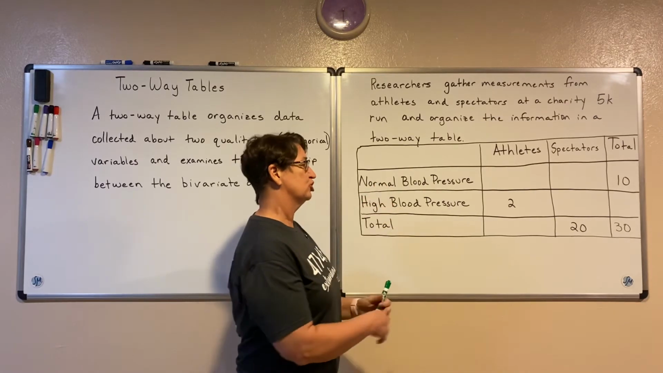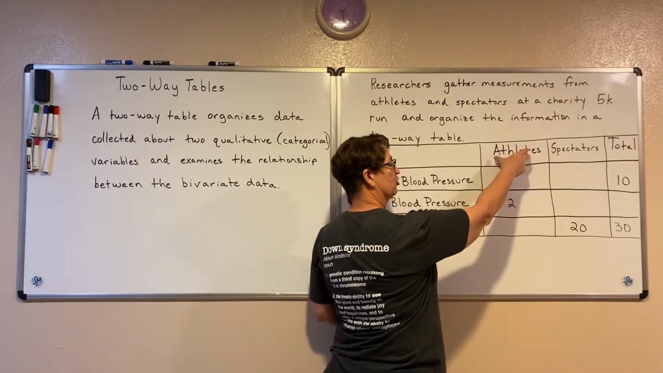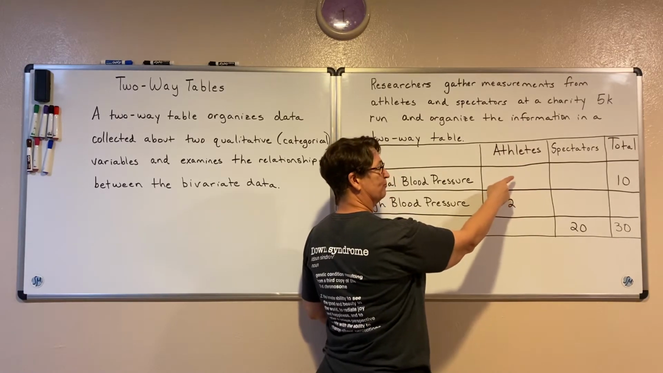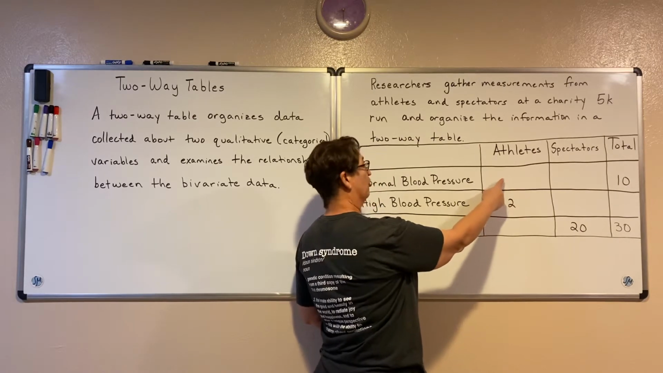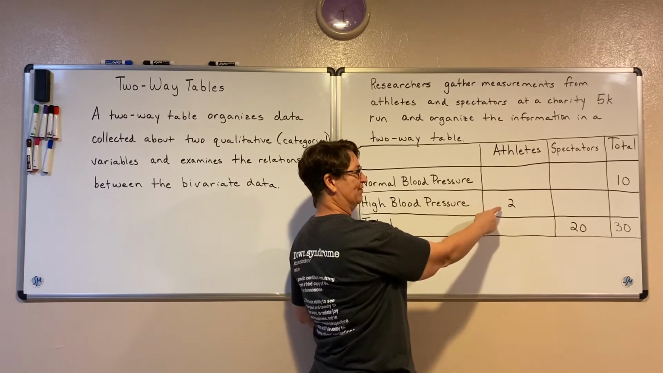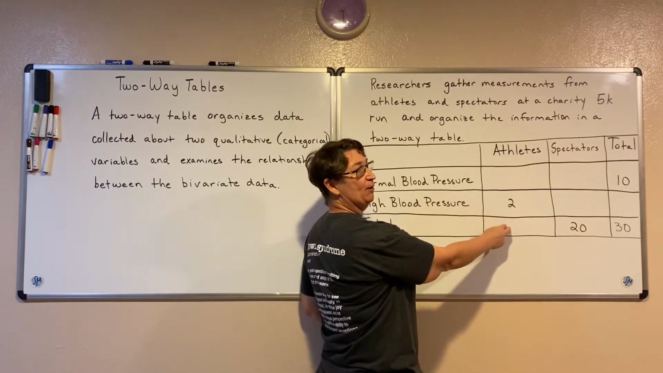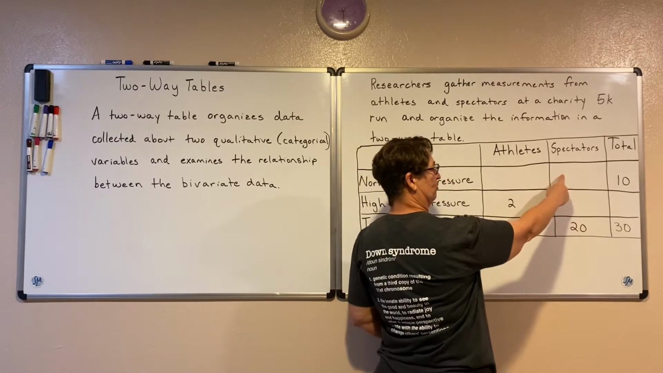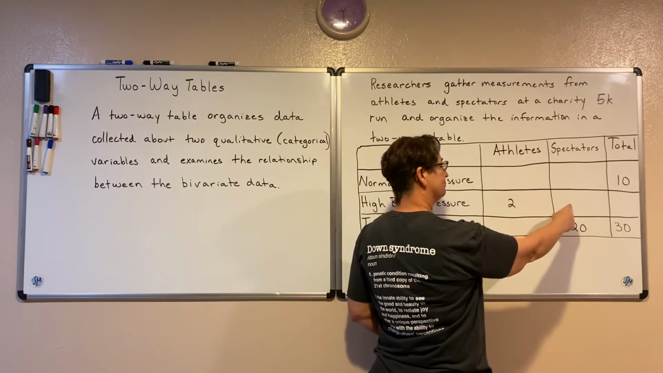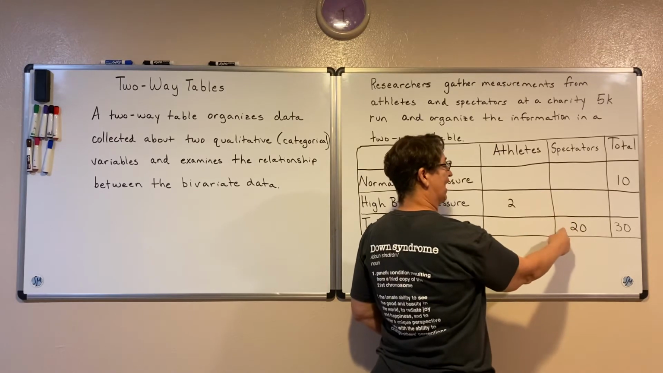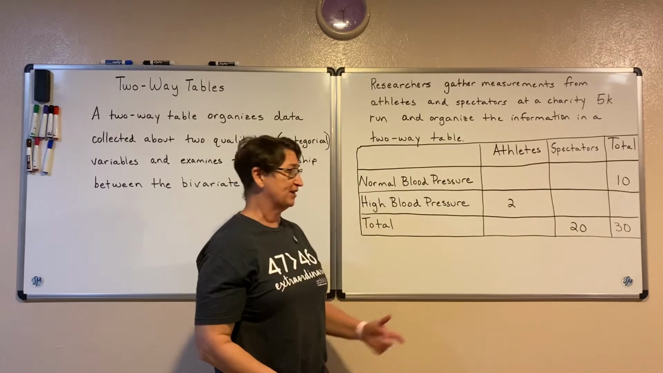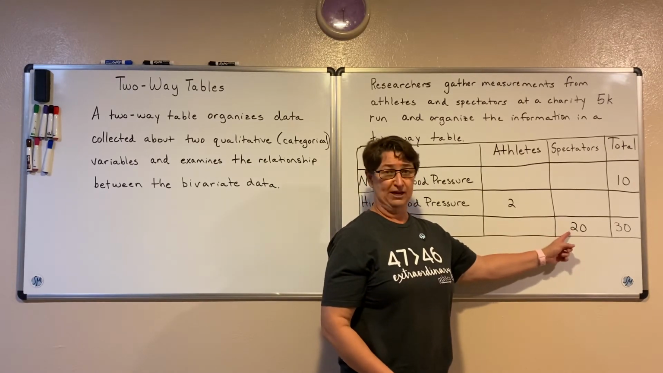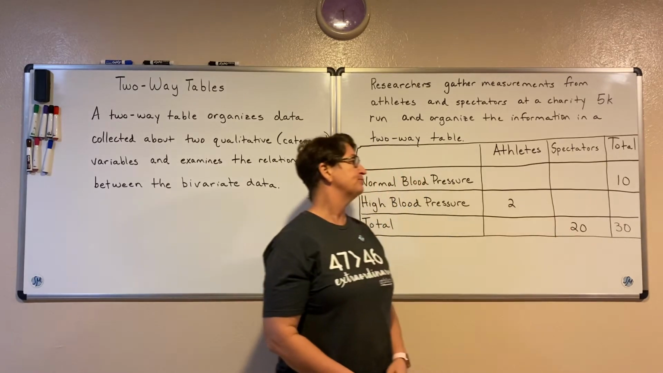In a two-way table, your columns should always add up. So the number of athletes with normal blood pressure and the number of athletes with high blood pressure should add up to be the total number of athletes. Your number of spectators with normal blood pressure and the number of spectators with high blood pressure should add up to be the total number of spectators. So here we know we had 20 total spectators. That's what that 20 tells us.